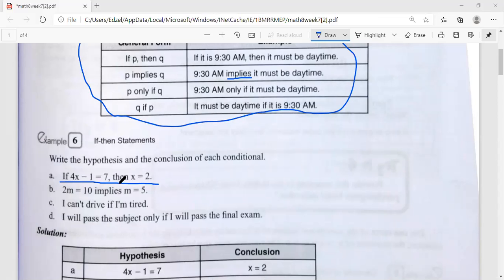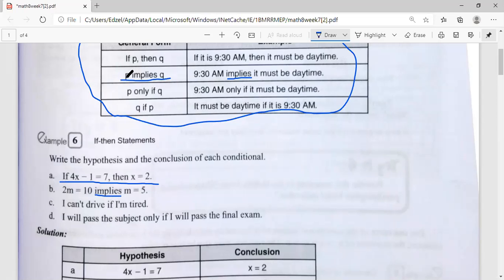Alright? So this is example letter B: 2m is equal to 10 implies m is equal to 5. So don't forget, this is the general form we will follow: implies. I hope you remember the word implies. So with implies, this is the form.